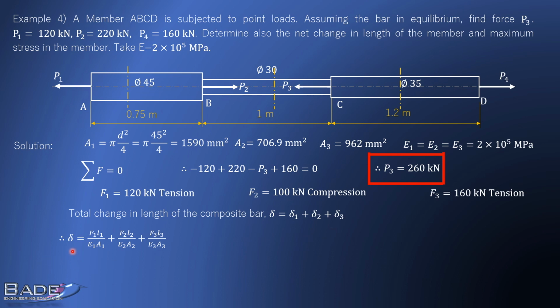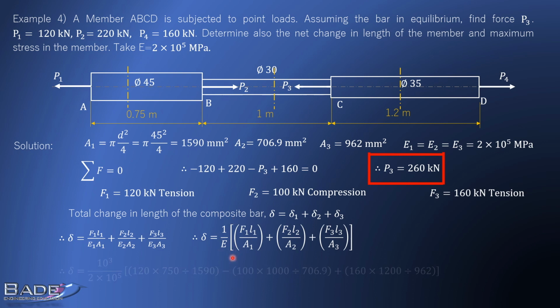Delta is equal to P1 L1 upon E1 A1. Now it is F1 L1 upon E1 A1, and so on. Young's modulus for all the three members is constant, same. So I have written it outside the bracket. Now we'll put the values.